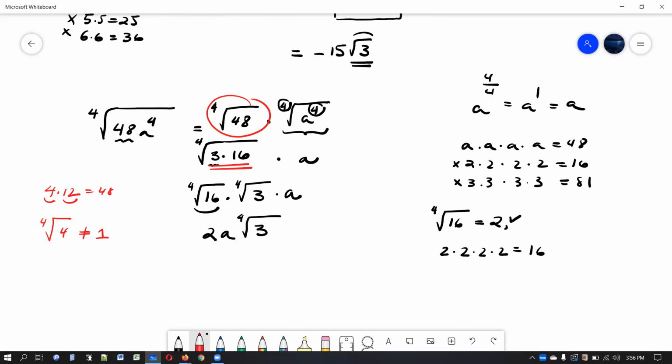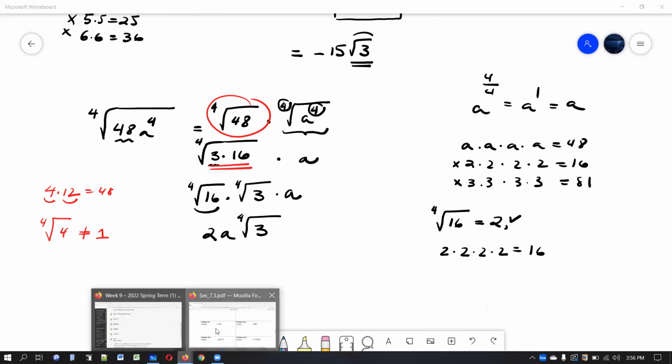But don't worry so much, because it's unlikely that we're going to give you fourth roots. Much more likely that we're going to give you square roots and cubic roots. Okay, but this is the process of simplification. Sometimes you have to try a little in order to find the pair that you want.